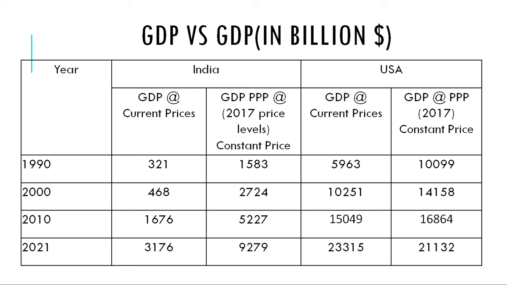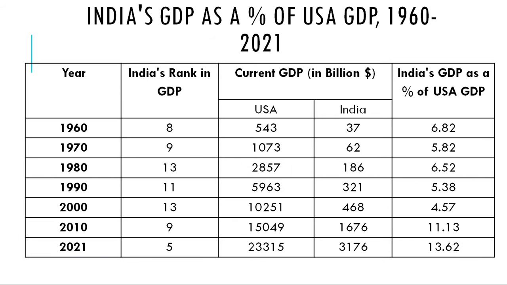Then I looked at the current prices and constant prices data. Look at the screen. In terms of current prices, India's GDP was about $3,000 billion. I already told you current prices will not tell you the real changes, because price changes are happening. They are based on the day-to-day prices prevailing in the economy. So constant price, or purchasing power parity price, is the right way.